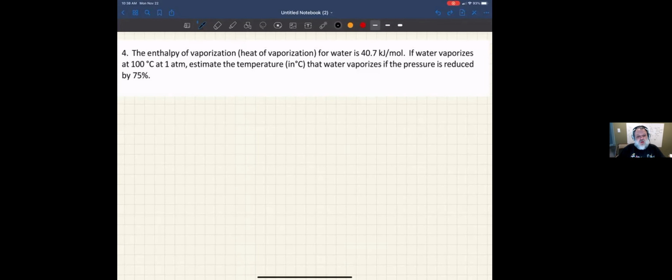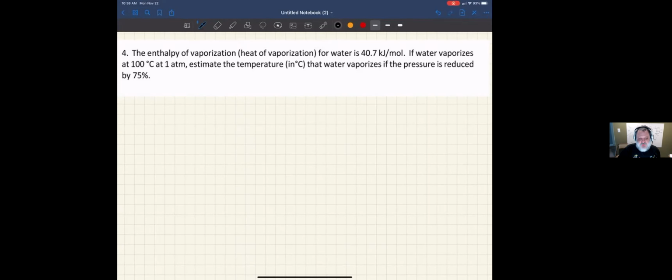All right, this question asks us about figuring out the different temperature of vaporization under reduced pressure. So what it gives us is the delta H of vaporization, and it gives us the temperature and pressure at which the substance vaporizes. Now we can figure out a different temperature under different conditions, under different pressures.